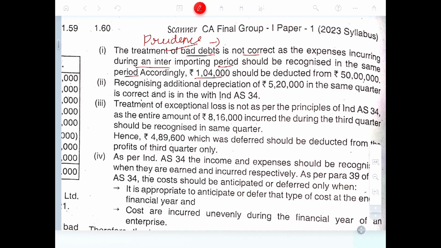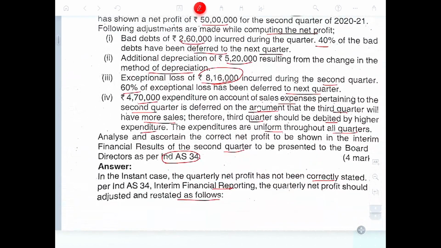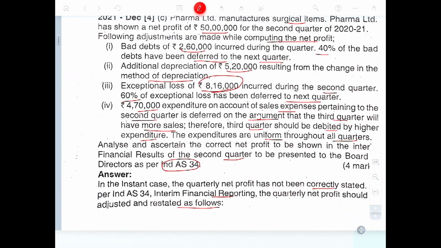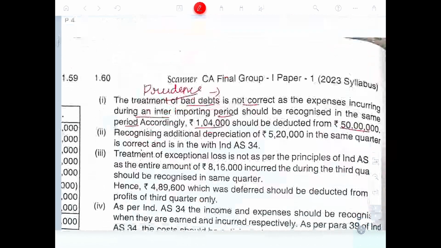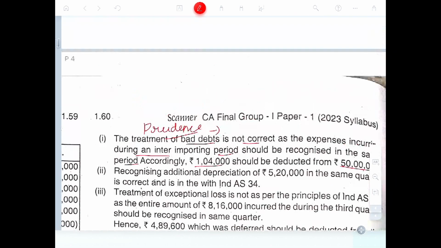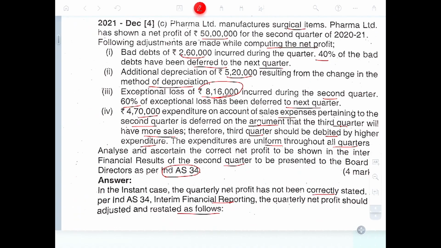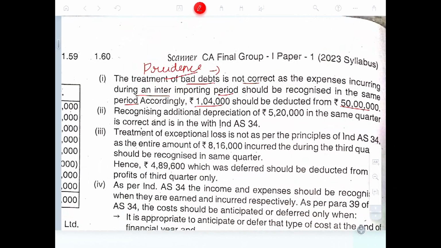So 1 lakh should be deducted from the 50 lakhs. Why 1 lakh 4,000? Of 2 lakh 60,000, 40% has been deferred. That 40% is 1 lakh 4,000. That should be deducted from the 50 lakhs. Correct. The additional depreciation of 5 lakh recognized in the same quarter is treated correctly.